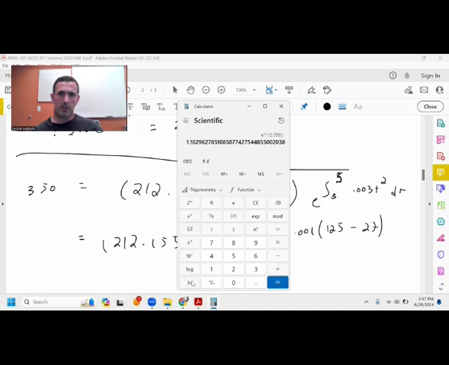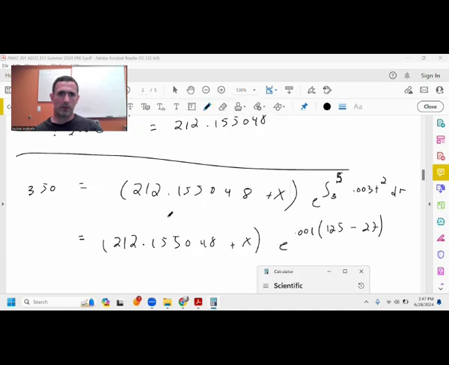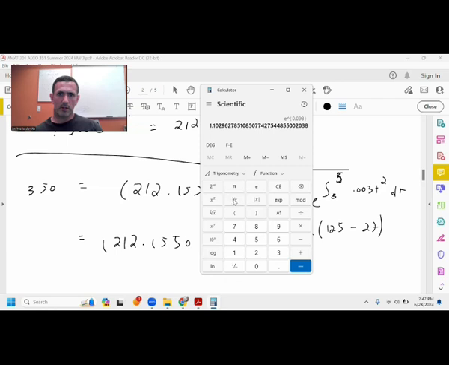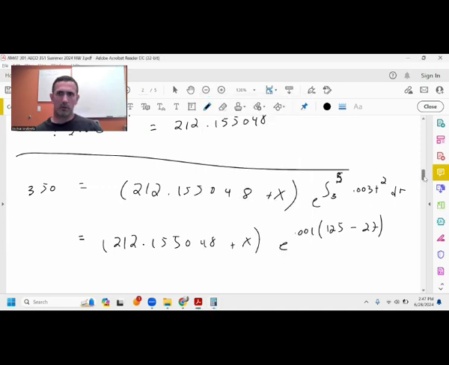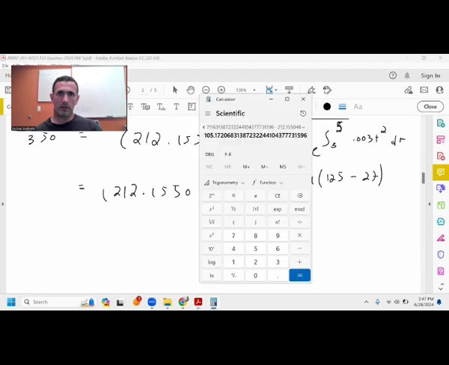Minus 0.001 times 27. So that's what this is here. So I want to divide 350 by this. So do 1 over that times 350 minus the 212,155,048. Now we get the same answer, 105.17.